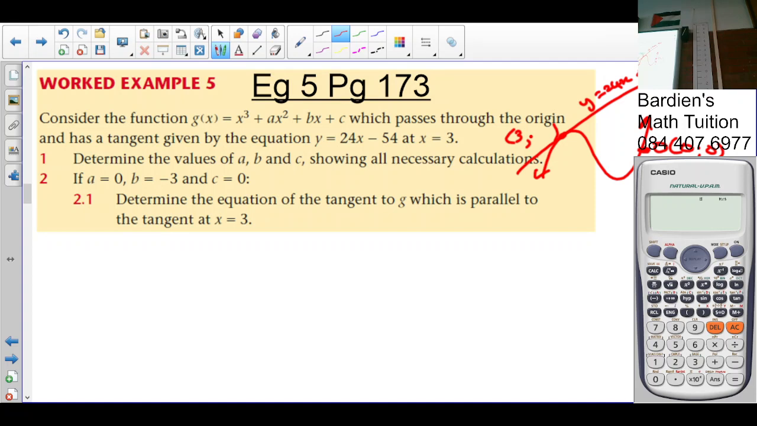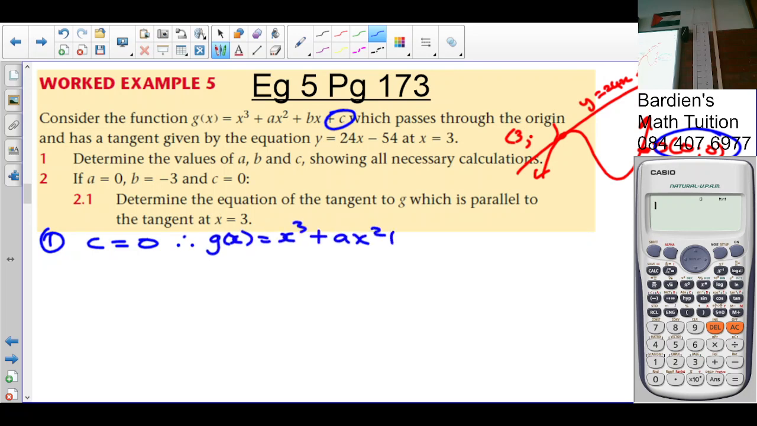So if the graph is going through 0 and 0, what do we note at this point? Your c value is 0. That's your constant. If it's going through the origin, your y-intercept is 0. So my equation now reads g of x is equal to x cubed plus ax squared plus bx.